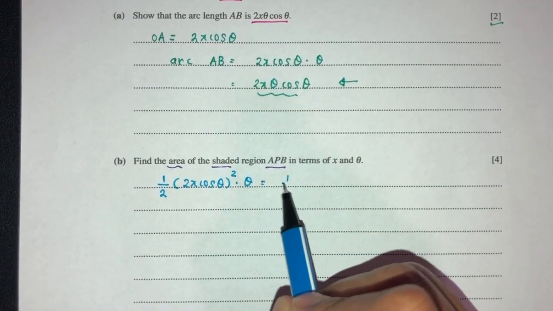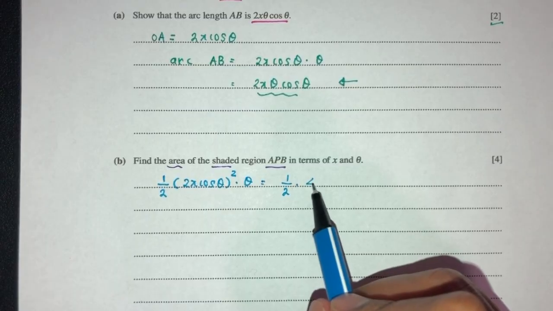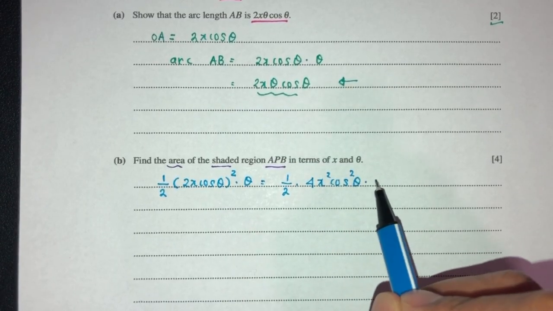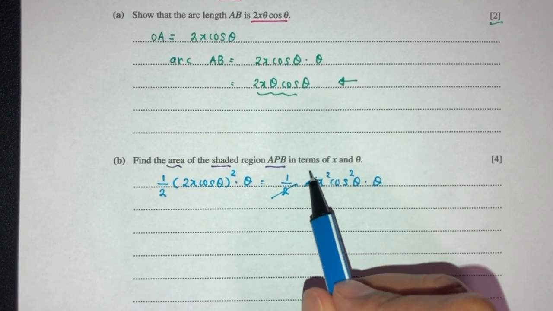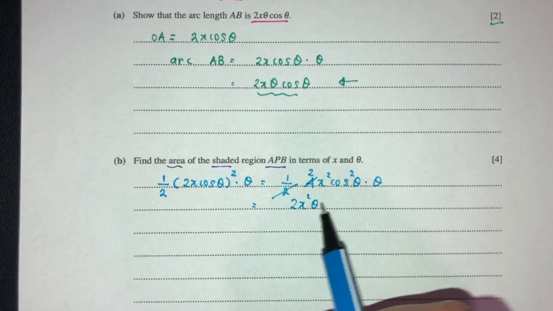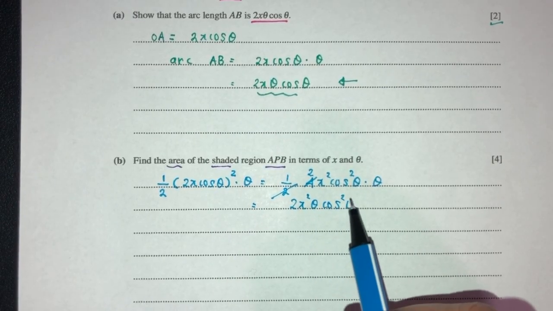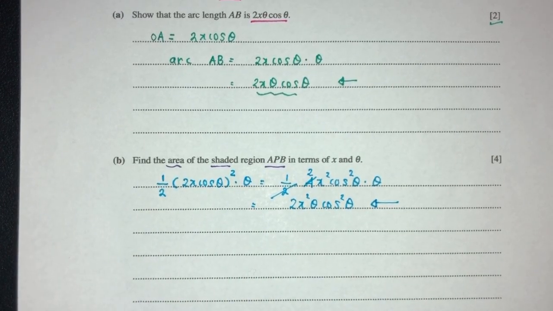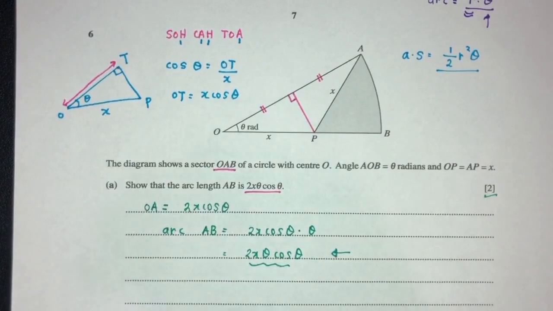That will become half is half, that will become 4 over here, x squared cos squared theta times theta. This will go away. So you will have 2x squared theta cos squared theta. This is the area of the sector. Now I need to remove the area of the triangle, this one. Right? How would you do this?